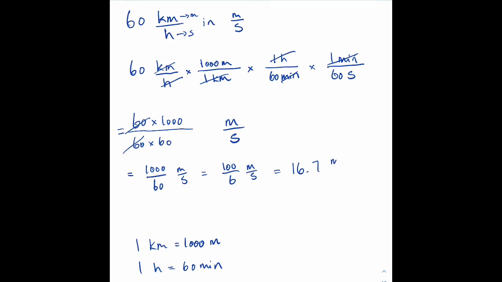16.7, we'll say, meters per second. So this allows us to convert really any unit we want as long as we keep multiplying by fractions that are equivalent to 1. This method of converting units has a special name. It's called the factor label method.